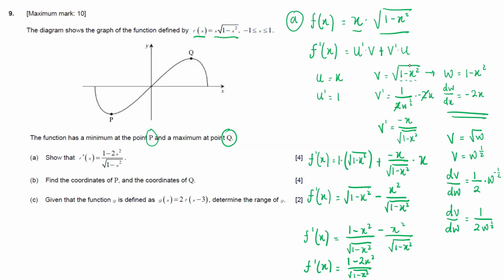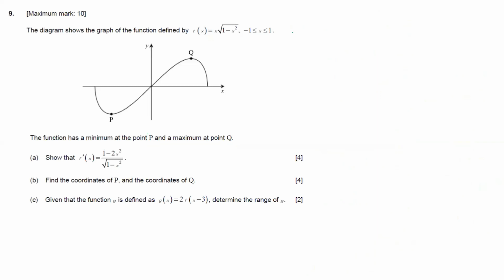Next question, find the coordinates of P and the coordinates of Q. Now, we know that P and Q are the minimum and maximum points. So how do we find it? Minimum and maximum will always be found using the first derivative equals to 0. So we already got the first derivative right there. All right. So let's use that one. First derivative equals to 0. So for question B right here, we have 1 minus 2x squared over the square root of 1 minus x squared equals to 0.